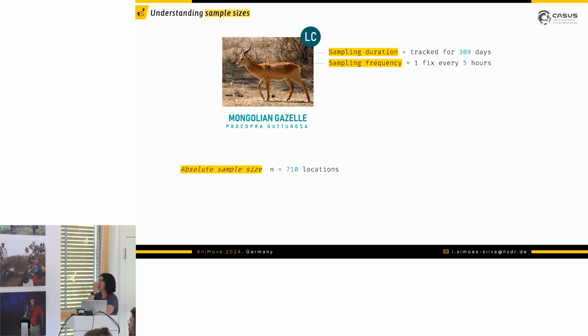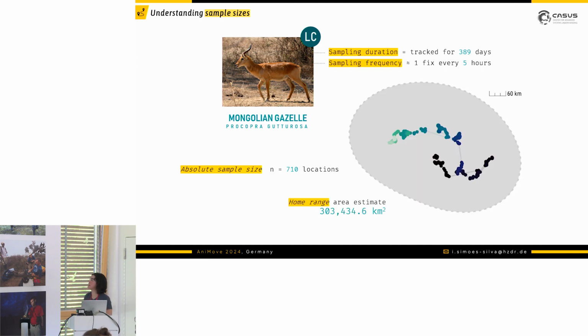And this problem with the effective sample size can be very tricky, especially for certain species. So there's this case of the Mongolian gazelles. This is an individual that was tracked for around a year, or more than a year, with a sampling frequency of around 1 location every 5 hours. So it ended up with an absolute sample size of around 700 locations. And if you think about it, for most species, you think, okay, I have data for a year. I should have a pretty good idea of where the animal is going and what it's doing, and the home range estimate that you can get out of it.